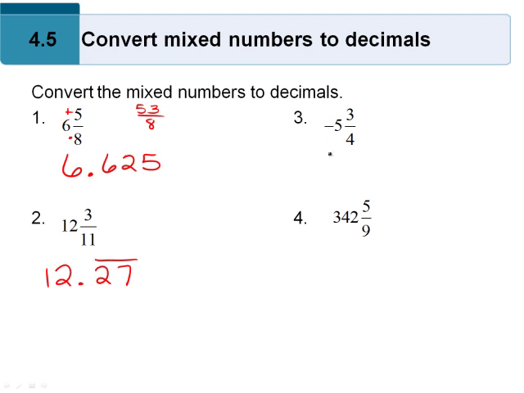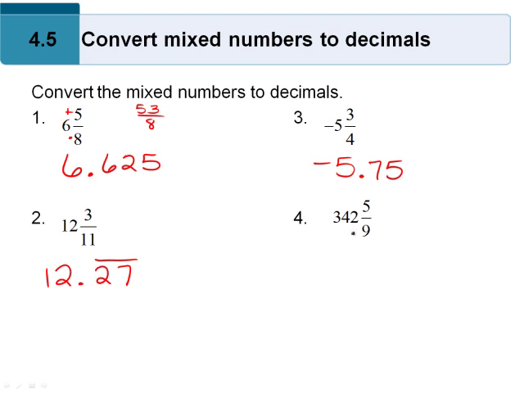Number 3, we're going to have a -5. Go ahead and put the decimal point, and then 3 divided by 4 turns out to be 0.75. So you have -5.75.